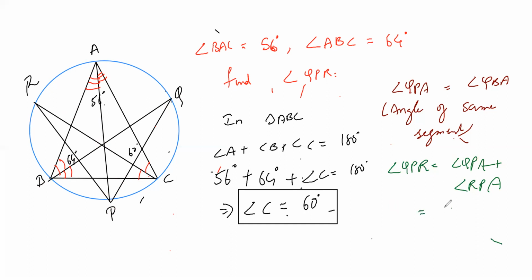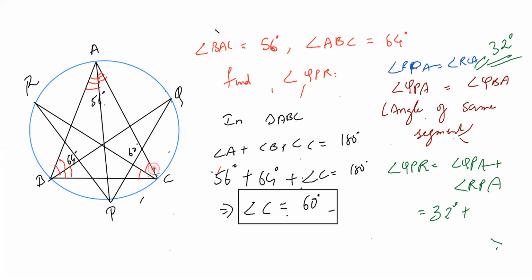QPA is equal to QBA. QBA is 32 degrees because it is half of angle B. It is 32 degrees plus angle RPA. So similarly, angle RPA is equal to angle RCA. That I can also write down here, on the top. Angle RPA is equal to angle RCA, angles of the same segment.